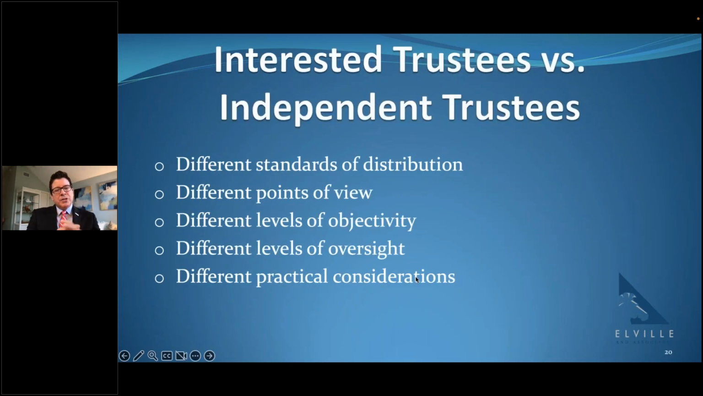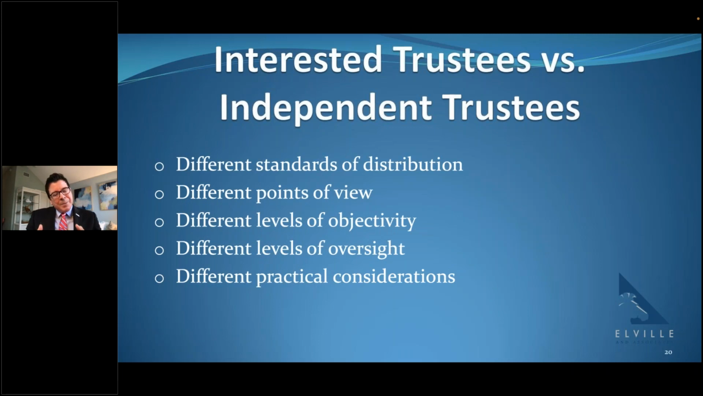Now, we talked about interested trustees versus independent trustees. Why is this such a big deal? Well, it's very difficult to describe in this brief webinar, but there are different standards of distribution, different points of view, different levels of oversight. To make a long story short, let's say that a child were the trustee of his or her own trust. They would have to participate in the management of that trust by distributing to themselves for what many of you have already heard about for years: health, education, maintenance, and support. This is what they generally will do for various tax reasons, trust design reasons and IRS reasons.